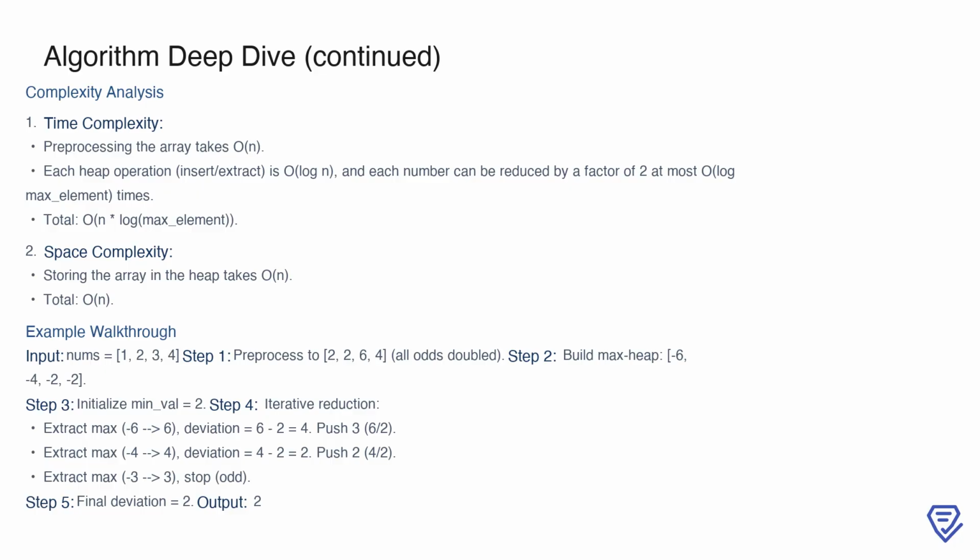To illustrate, consider the input array 1, 2, 3, 4. After preprocessing, the array becomes 2, 2, 6, 4, and the max heap is initialized as -6, -4, -2, -2. The minimum value is set to 2. In the iterative process, we reduce the largest value step by step, updating the heap and recalculating the deviation. The final deviation, after all reductions, is 2. This example demonstrates the algorithm's efficiency and correctness in minimizing the deviation.